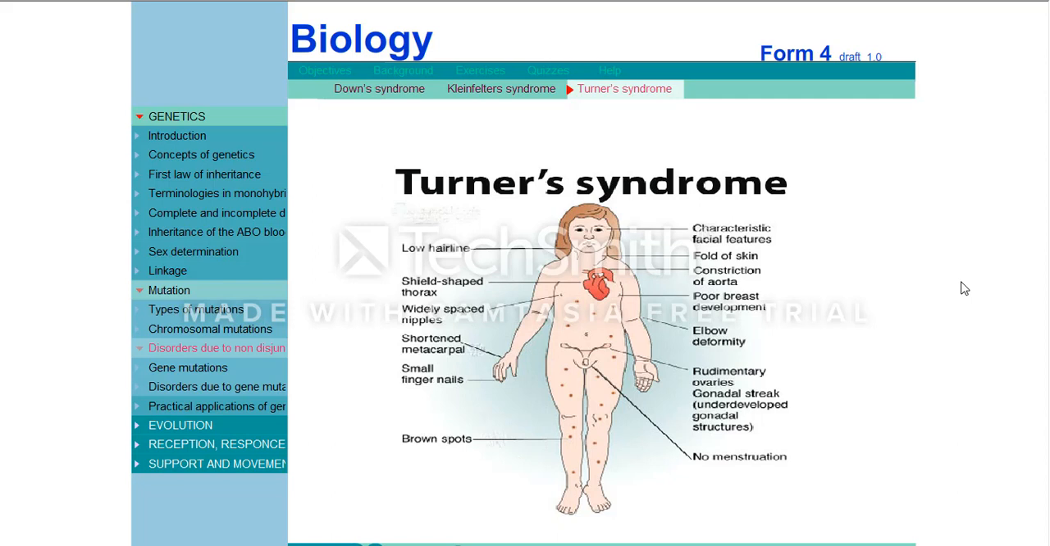XO are females with underdeveloped female characteristics, some of which include rudimentary ovaries and testes, small uterus, broad chest and widely spaced nipples, low hairline, low set ears, increased weight, obesity, small fingernails, no breast development, short in stature, and attention deficit disorder, that is, problems with concentration and attention.